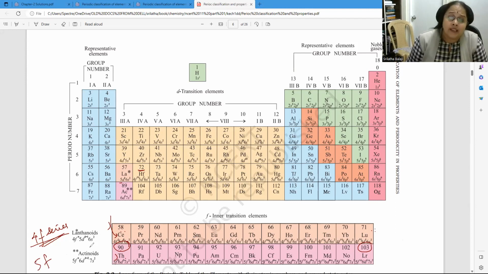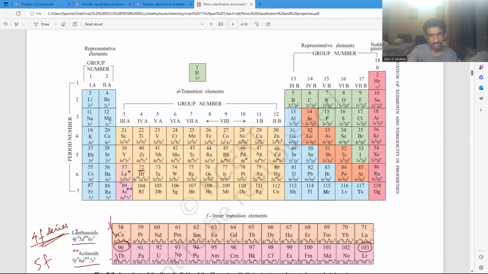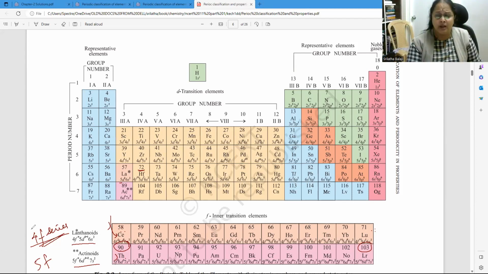Looking at this configuration, which period should lanthanoids belong to? I told you the logic sometime back. Come again? Sorry, I didn't hear. Someone said sixth. Sixth. Why is it sixth? You can answer. You must be audible. You can hear me, I'm sure.